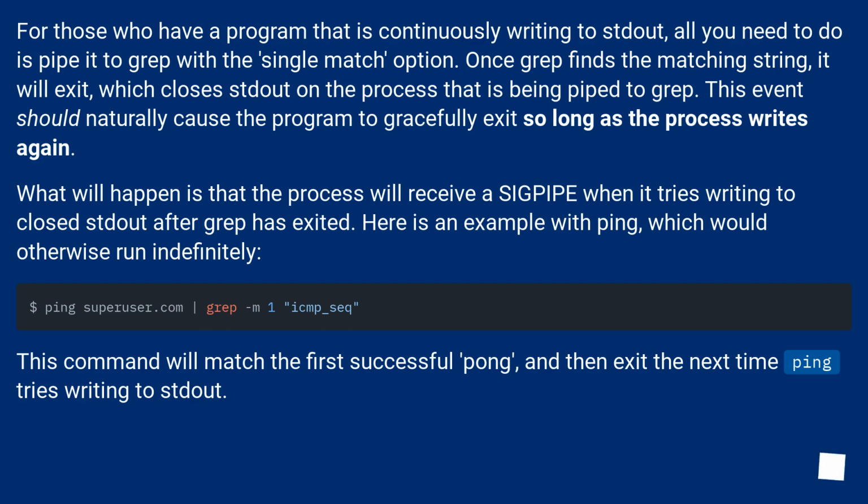What will happen is that the process will receive a SIGPIPE when it tries writing to closed stdout after grep has exited. Here is an example with ping, which would otherwise run indefinitely. This command will match the first successful pong, and then exit the next time ping tries writing to stdout.